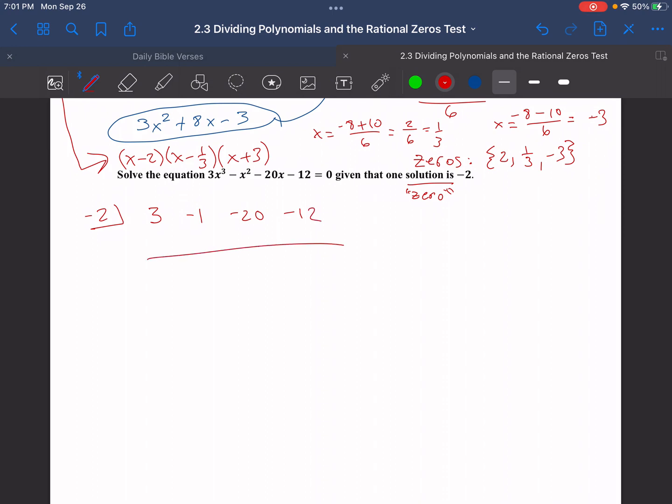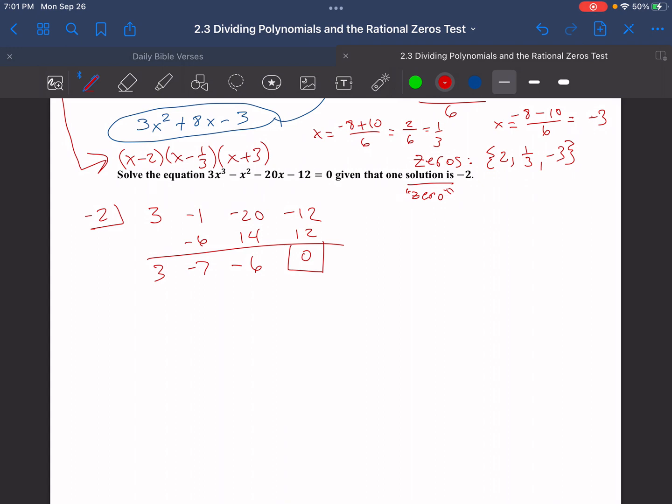Do our synthetic division here. So we'll bring a 3 down. Negative 2 times 3 is negative 6. Negative 1 plus negative 6 is negative 7. Negative 2 times negative 7 is 14. Negative 20 plus 14 is negative 6. Negative 2 times negative 6 is positive 12. And negative 12 plus positive 12 is 0. So that did work out to be one of the zeros. So we were good there.